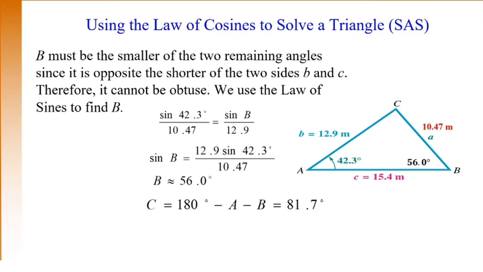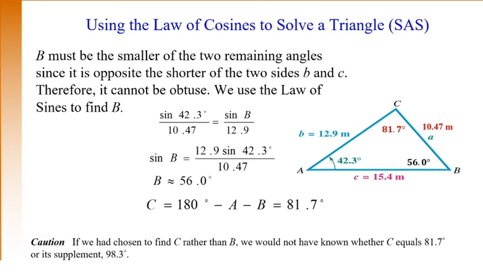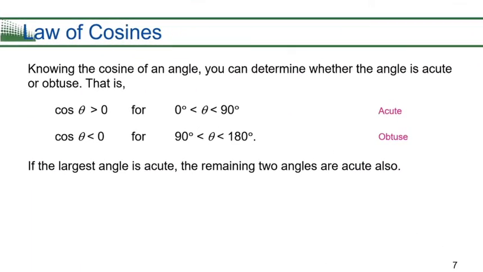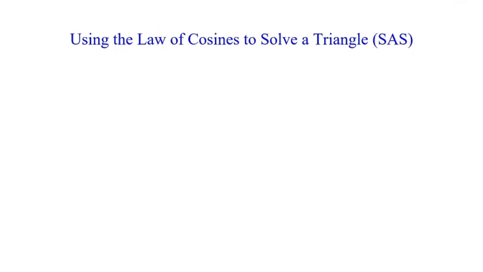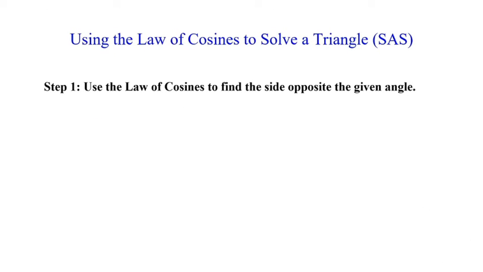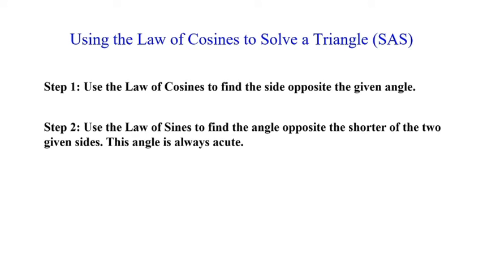We get 81.7 degrees. So again, how did we get the missing angles using the law of cosine? We're given two sides and one angle first. Use the law of cosine to find the side opposite the given angle. If your given angle is angle B, you solve for side B. If your given angle is angle C, we solve for side C. Now, if we already have the missing side, we can use the law of sine. Find the angle opposite the shorter of the two given sides.